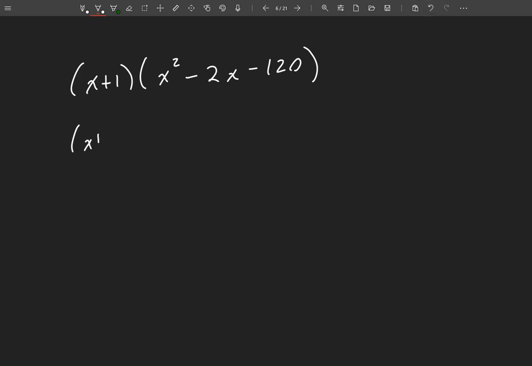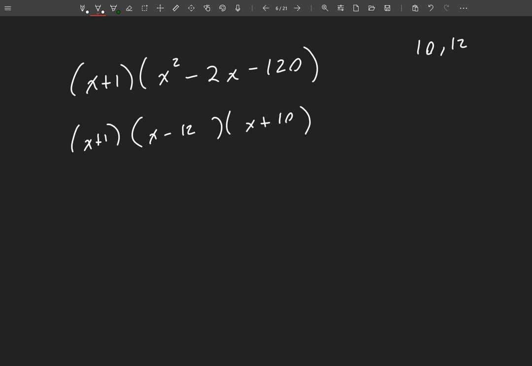So I'm going to rewrite this x plus 1. I'm going to break this down into 2 pieces. And what multiplies to give me negative 120, but when I add it together, it gives me negative 2? Well, 12 times 10 is going to give me 120. It's negative, so I need one of them to be negative. Which one's going to be negative? Well, I need to get negative 2, so the larger number needs to be negative. So I'm going to have x minus 12 and x plus 10.